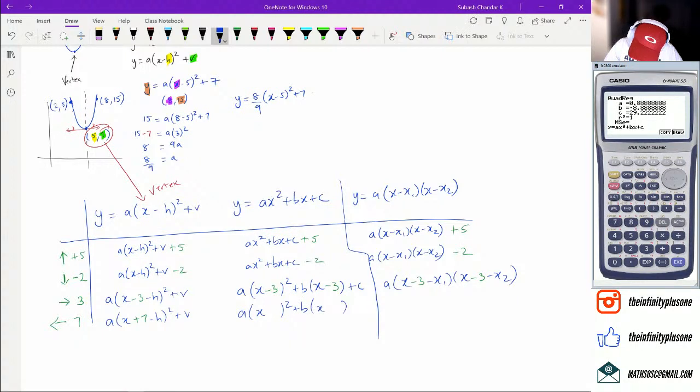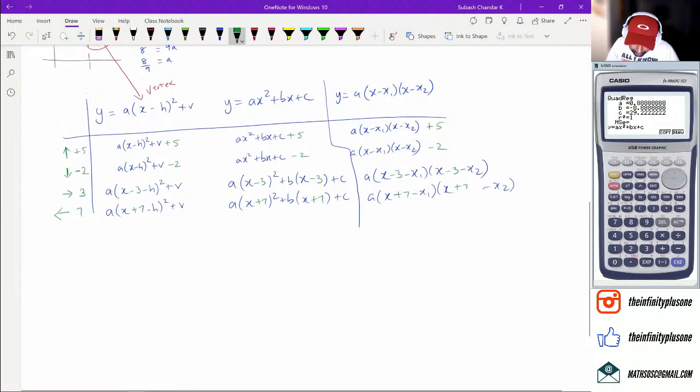Just going to write this down first just because of the colors. So wherever there's an x, I'm just going to replace it with x plus 7. And pretty much the same thing for the last one. So that's pretty much what you have to do in terms of translation. I'm happy to give you guys a quick example. I'll leave this up here so that you guys can use this as a bit of a guide.